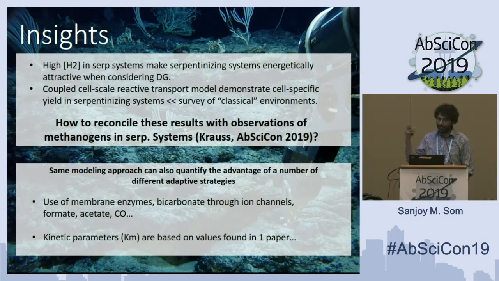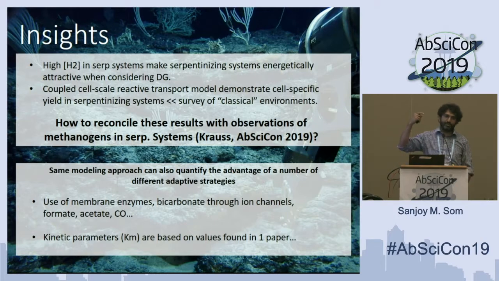So to reconcile this, we can use the same modeling approach that I showed you earlier. What if methanogens had enzymes that were on the membranes, right? Instead of diffusing the material inside the cell, they would have those enzymes that would translate the CO2 to methane on the cell itself. And preliminary calculations show that improves things about 20%, right? Which is not enough to cross that threshold. Alternatively, the cells could be using bicarbonate.